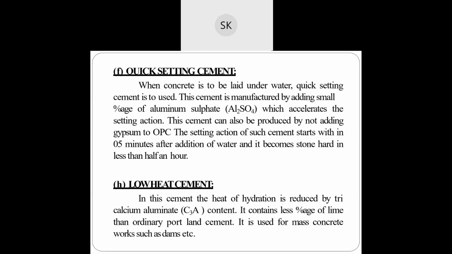Now, low heat cement. In this cement, the heat of hydration is reduced by reducing the tricalcium content. So it contains a lesser percentage of lime than ordinary Portland cement. It is used for mass concrete work such as dams. So, for dams, you use low heat cement. Just remember which cement can be used at what location.